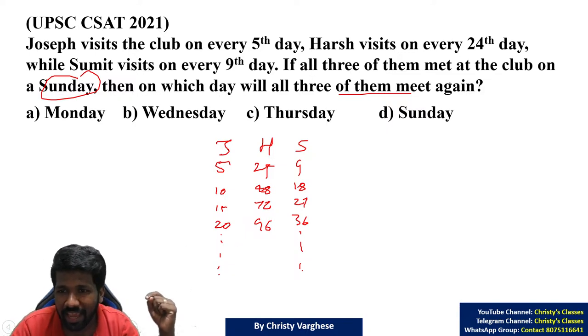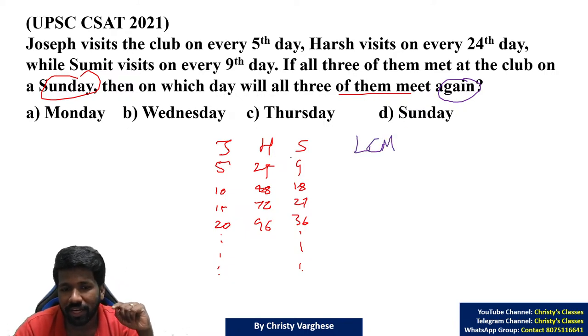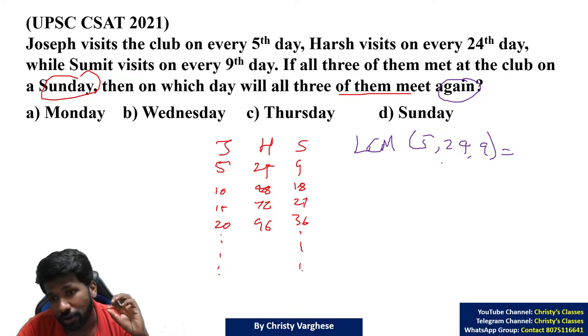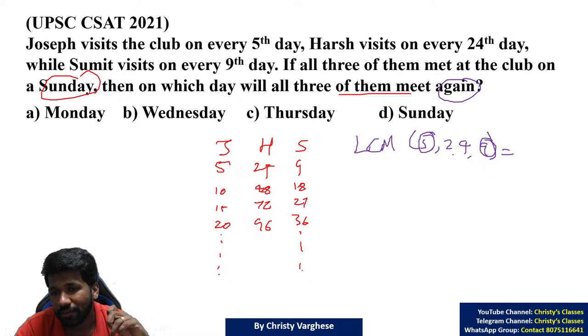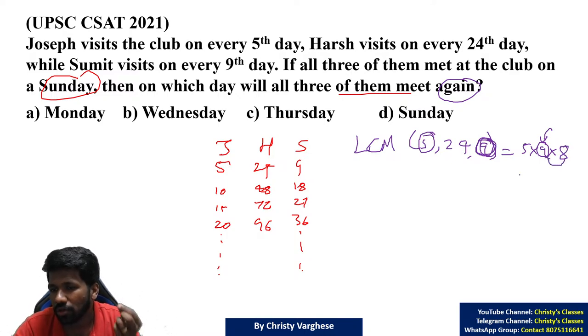And we need the immediate next time. Immediate next time means we need the least common multiple. Least common multiple of 5, 24 and 9 we need to find. If you are good at LCM, you can clearly see that 5 and 9 don't have any other common factors. So 5 into 9 you need to multiply, and 24 also has a common factor with 9, so that 3 can be included here. Already 24's 3 is included here. Remaining 8 only is there. So 9 into 8 into 5, 360.